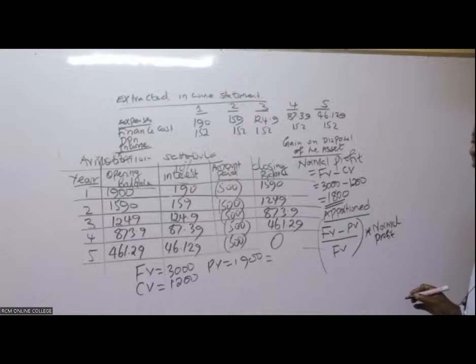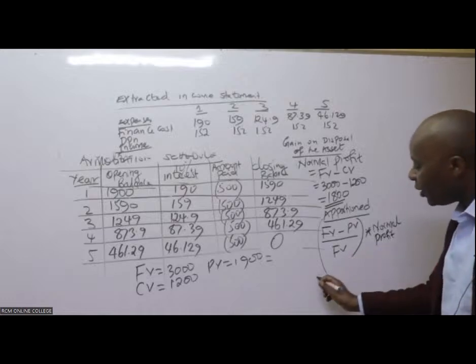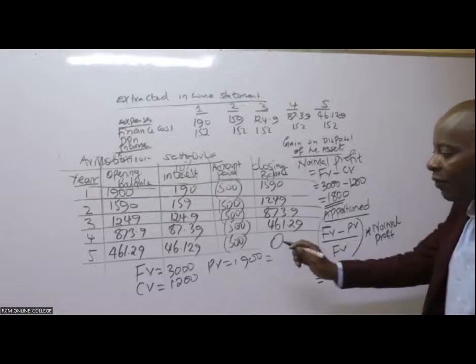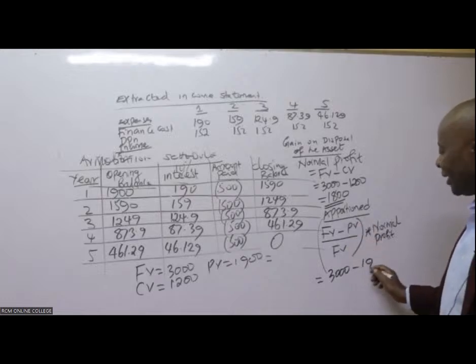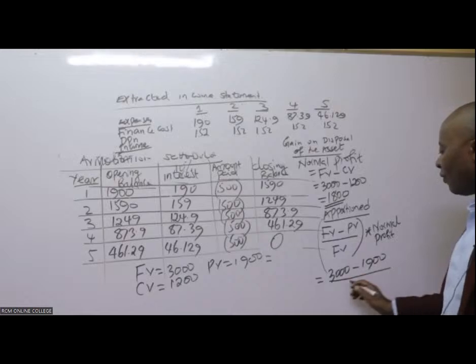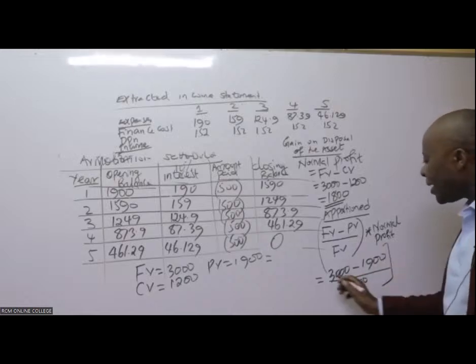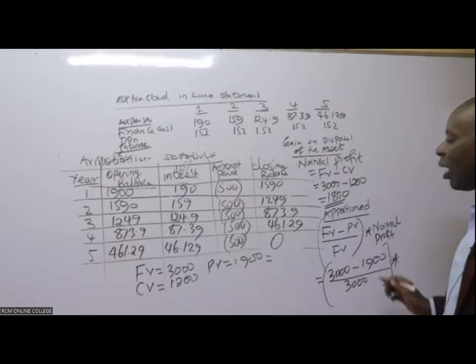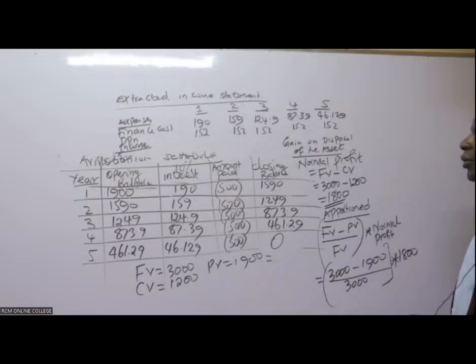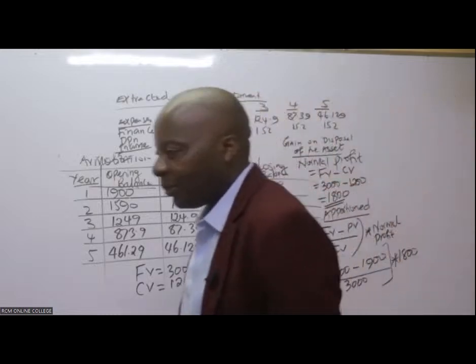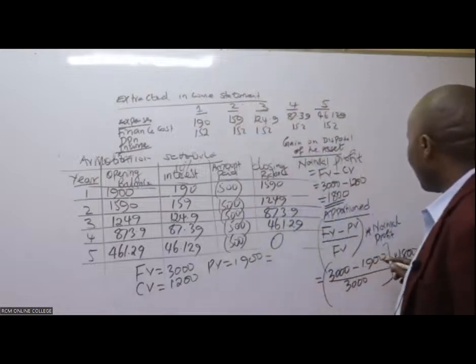So the very first step: our fair value is 3,000 minus our present value, which is 1,900, all over the fair value again, which is 3,000. Whatever we get here, we multiply with our normal profit, which is 1,800. Is there anybody who is able to give us the apportioned profit? It is 660.